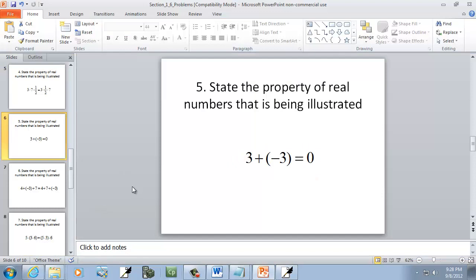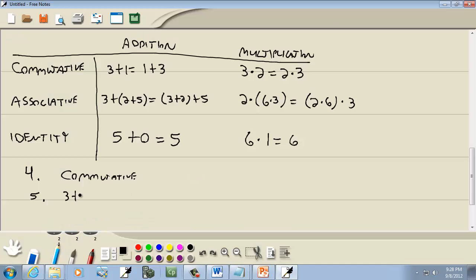Now our next one. Well, this is one that I didn't list. We got 3 plus -3 is equal to 0. Now this is where you start out with something and you want to add something to it such that it equals 0. Well, this is the additive inverse. There's also a multiplicative inverse where you want to multiply times something such that it gives you 1. So anyway, not very exciting on that one.